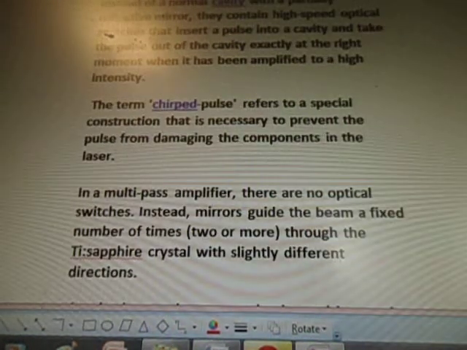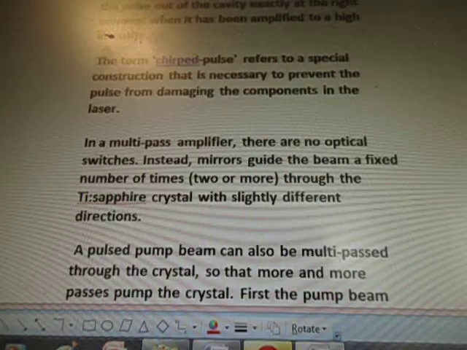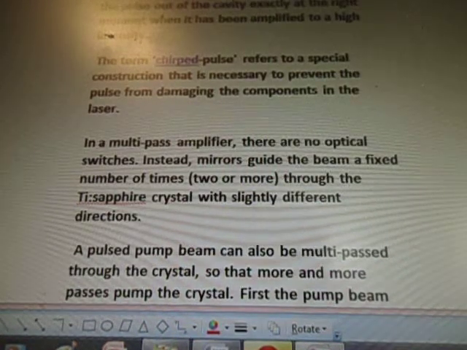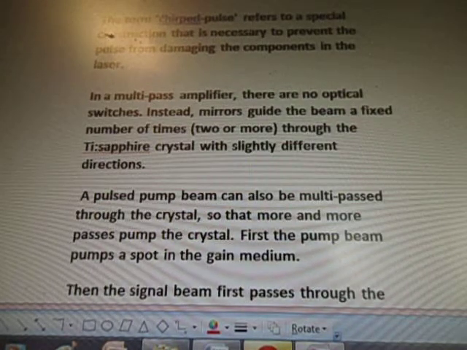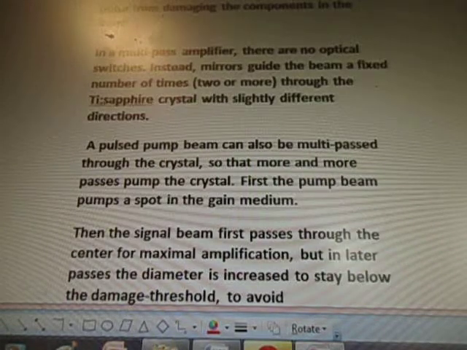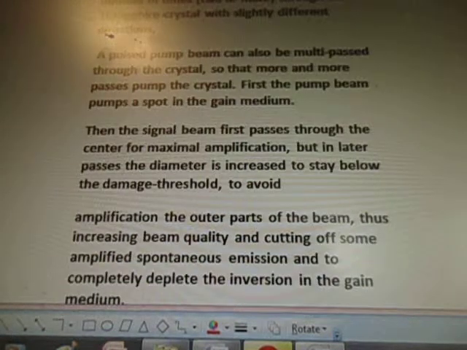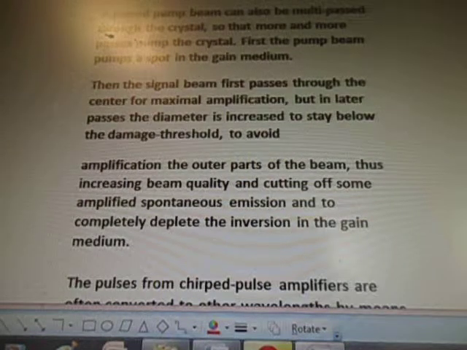The term chirped pulse refers to a special construction that is necessary to prevent the pulse from damaging the components in the laser. In a multi-pass amplifier, there are no optical switches. Instead, mirrors guide the beam a fixed number of times, 2 or more, through the Ti-sapphire crystal with slightly different directions. A pulsed pump beam can also be multi-passed through the crystal, so that more and more passes pump the crystal. First, the pump beam pumps a spot in the gain medium. Then the signal beam first passes through the center for a maximal amplification.